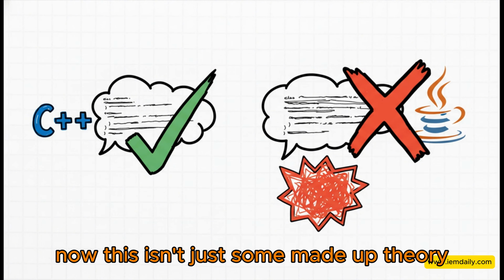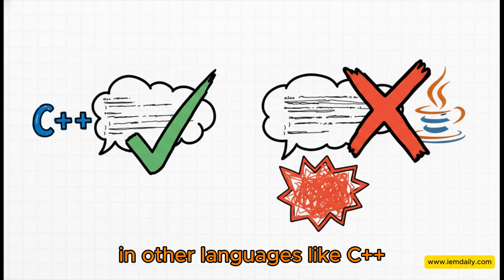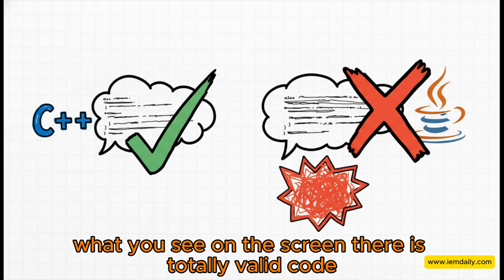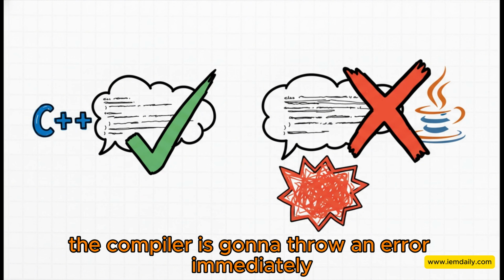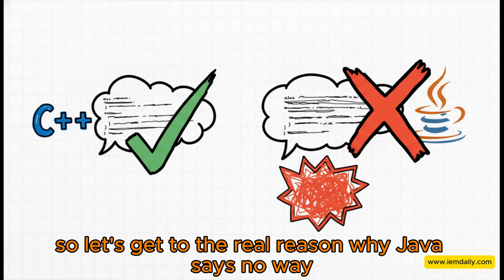Now, this isn't just some made-up theory. In other languages, like C++, what you see on the screen there is totally valid code. But if you try to type that in Java, the compiler is going to throw an error immediately. So, let's get to the real reason why Java says no way.